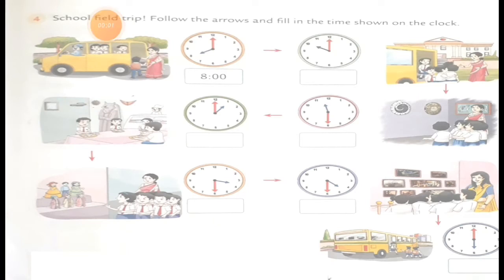So students, let's read the heading first. Here, question number 4, you can see, this is your textbook homework. This is your textbook exercise. Let's read it. Here, the instruction is given. So let's read the instruction first.